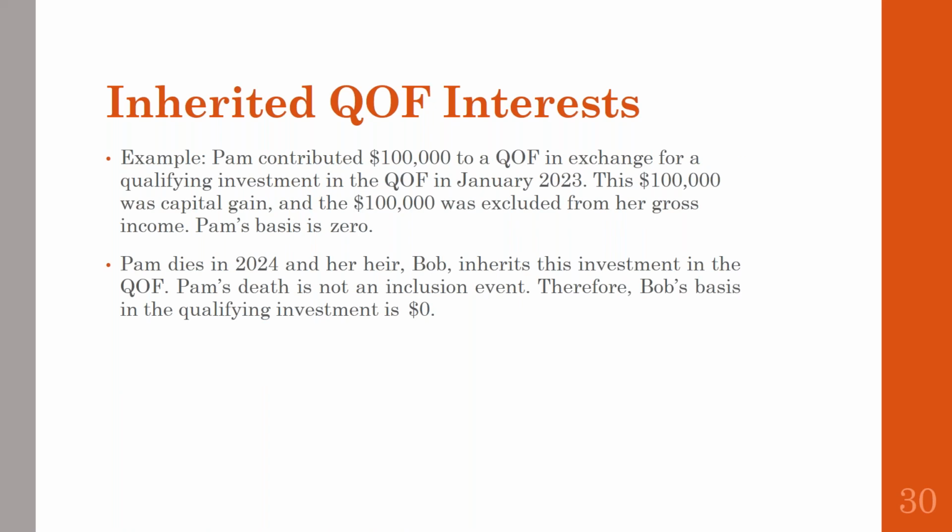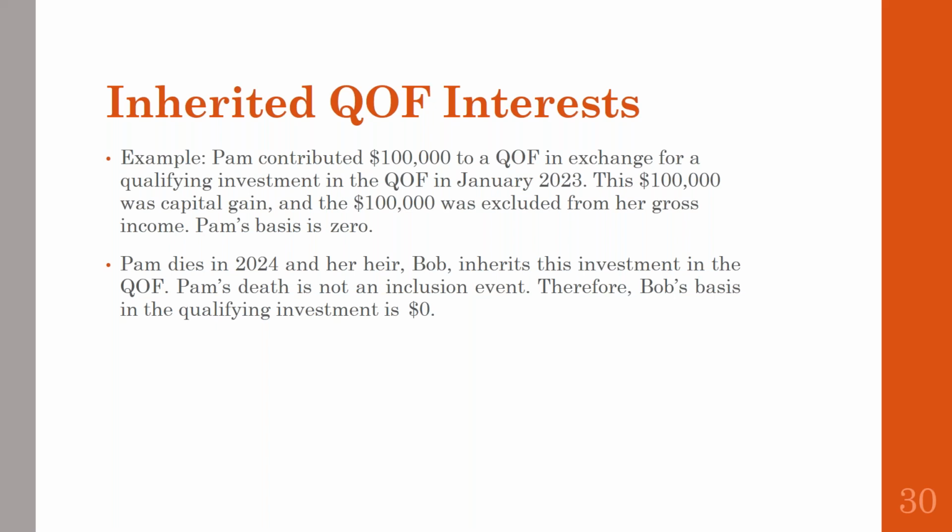So as an example, Pam contributes $100,000 to a QOF in exchange for an investment in January 2023. It was capital gain. $100,000 was excluded from her gross income, and therefore her basis is zero. If she dies in 2024, one year later, then Bob's basis is zero.